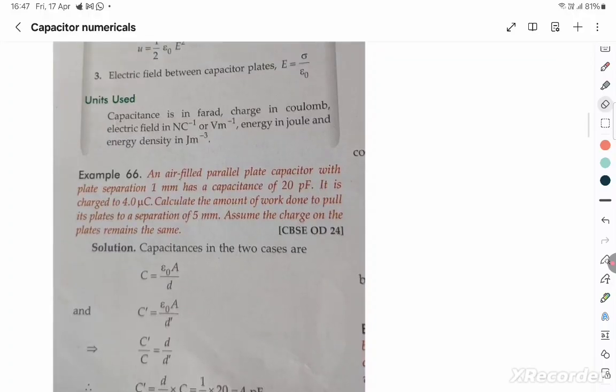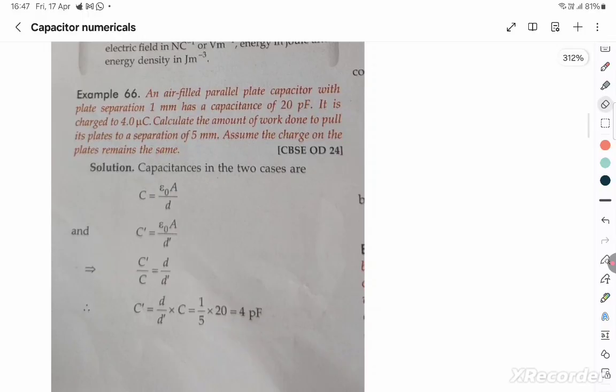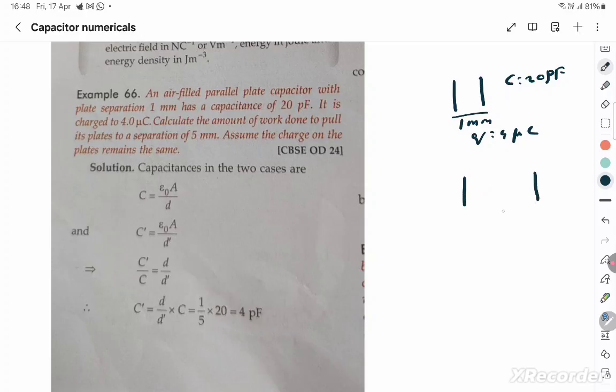66. An air-filled parallel plate capacitor with separation 1 millimeter has a capacitance of 20 picofarad. It is charged to 4 microcoulomb. Calculate the amount of work done to pull the plates apart to 5 millimeter, assuming the charges on the plates remain the same.